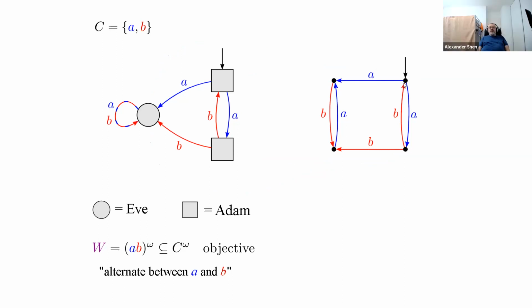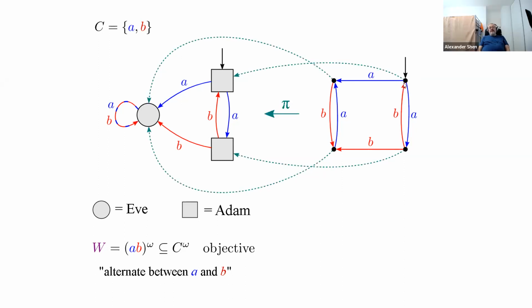So it's a strategy for whom? For Adam or for Eve? Sorry? This is a strategy for whom? For Eve. For Eve, yeah. So in the next slide, I will have the real definition, right? But here I just want to give intuition about what's happening.